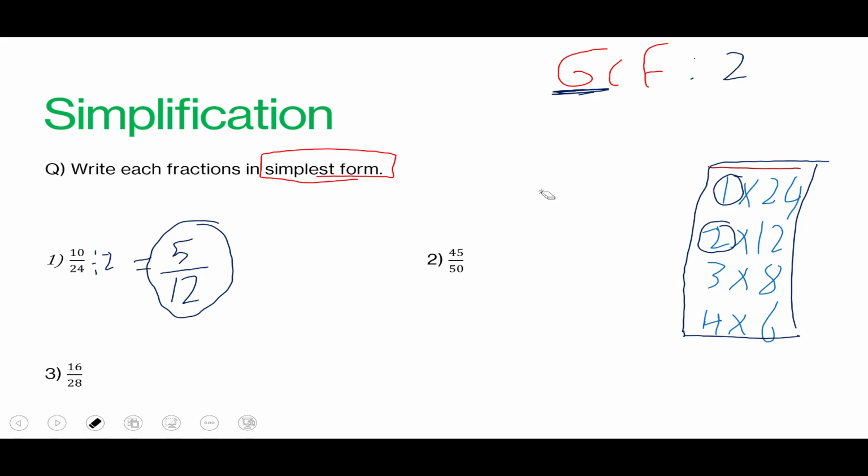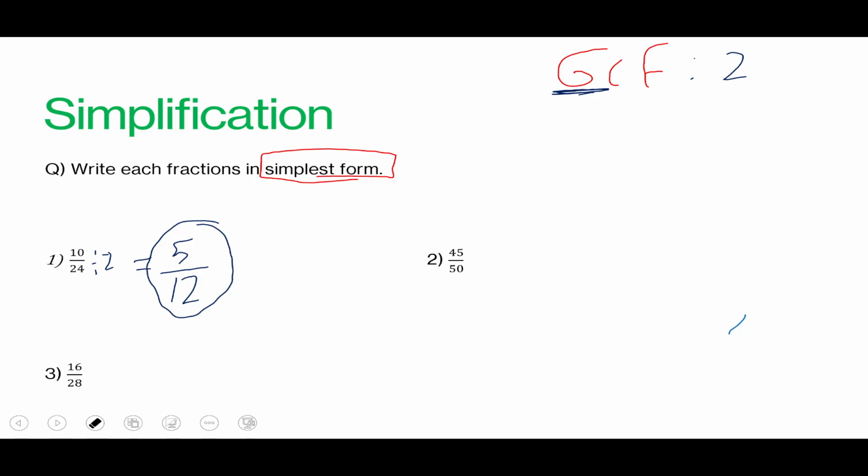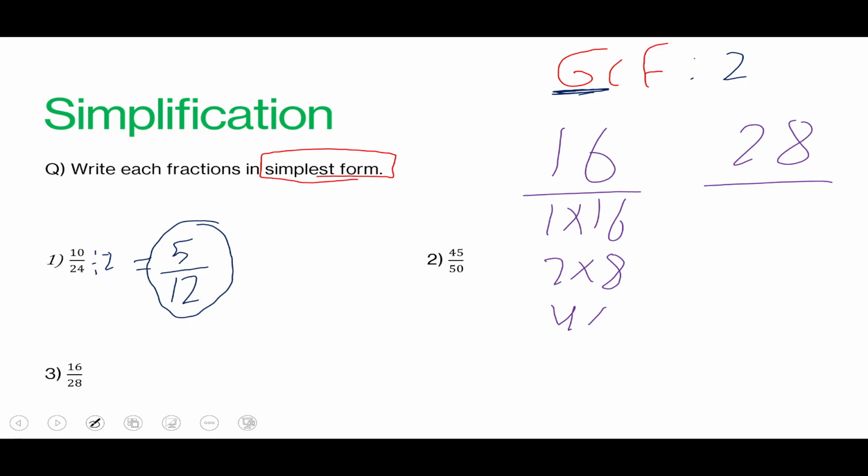Let's solve question 3. 16 out of 28. So write 16, 28. It's the same as question 1. Write all the factors. 16: 1 times 16, 2 times 8, 4 times 4. And 28: 1 times 28, 2 times 14, 3? Do we have 3? 3 times what number is 28? We don't have it. 4, we have it. 4 times 7 is going to be 28. Now find the common number.